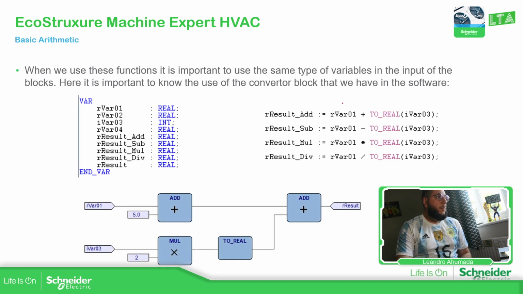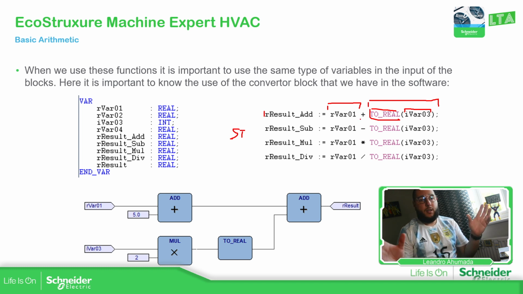Here is what I mentioned about having the same data type. In this particular case in structured text, the result is going to be real, because you can see the variable is real. So this variable over here must be real. In this particular case, this one is int, so I'm using a converter to real to have real values, and then I can put all this together.